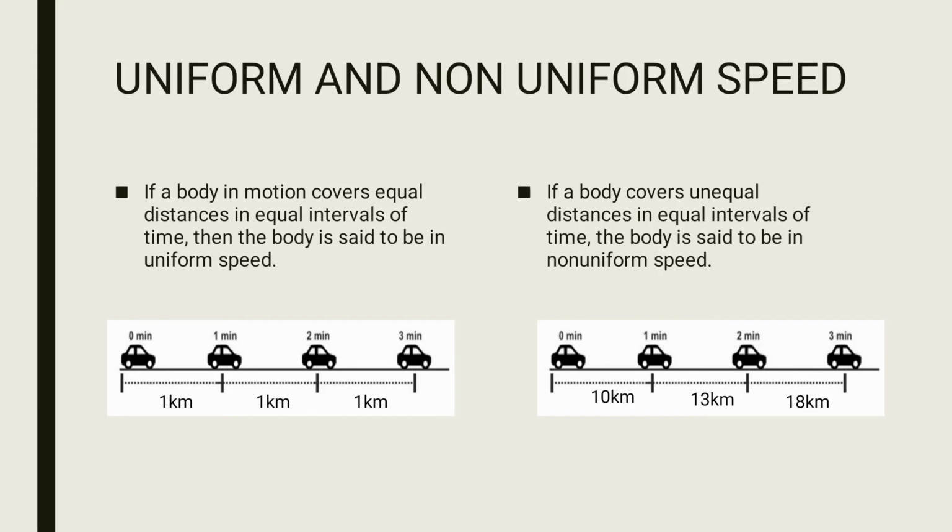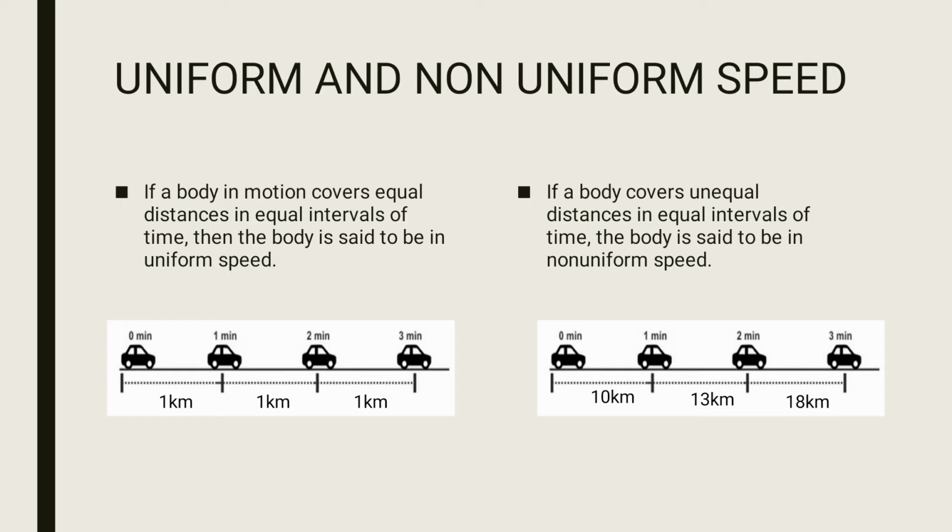Next one is uniform and non-uniform speed. First one is uniform speed. So, if an object travels equal distance in equal interval of time, we can say that the object moves in uniform speed. Here you can see the example.